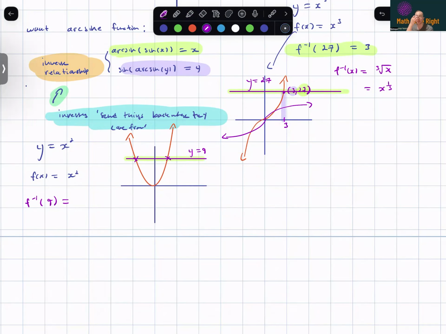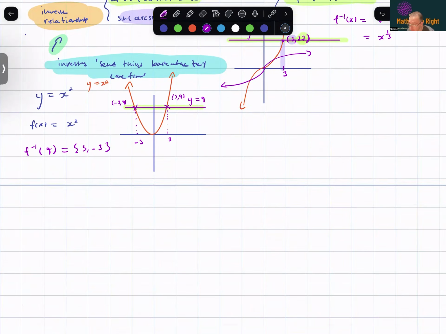It cuts in two places, right? There are 2 points on the graph of y is equal to x squared that have an output value of 9. And those are (3, 9) and (negative 3, 9). When we square a negative, it becomes positive. So 3 and negative 3 are f inverse of 9. F inverse of 9 is 3 and also negative 3, the set containing 3 and negative 3.